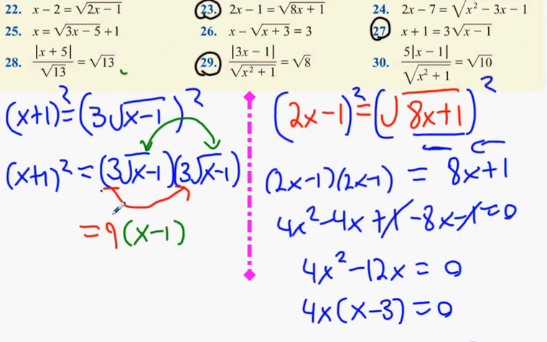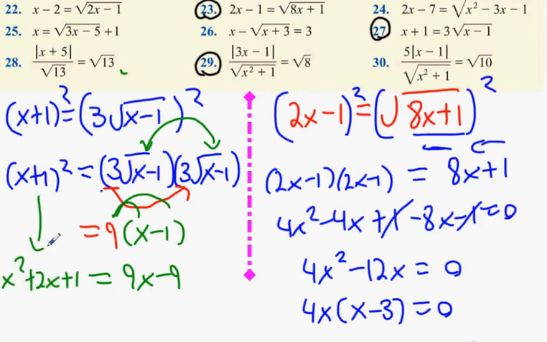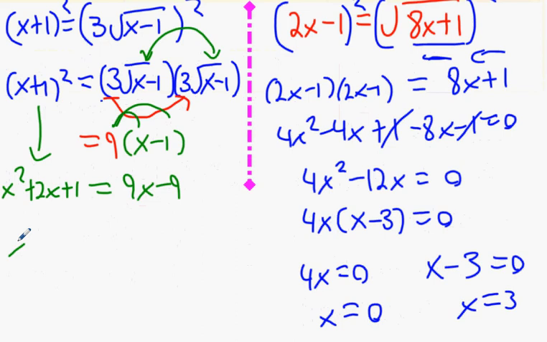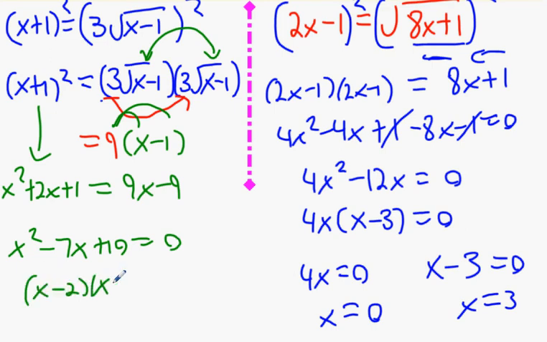So what we're going to get next, guys, is this: 9x minus 9, and x squared plus 2x plus 1. That's that part there. Bring it down. x squared minus 7x plus 10 equals 0. x minus 2, x minus 5. It's a reference number plus 10. So x will equal 2, x will equal 5. Alright, that? Okay.